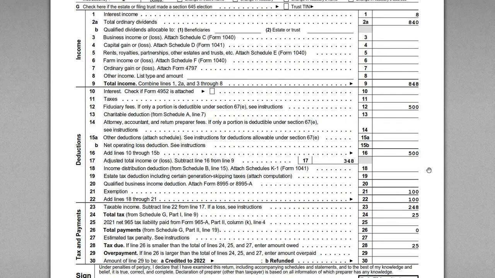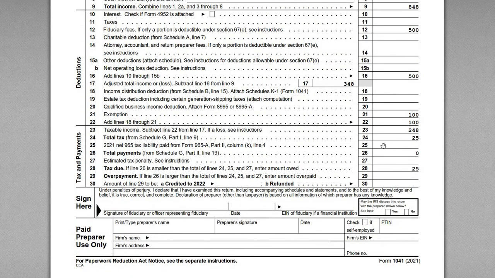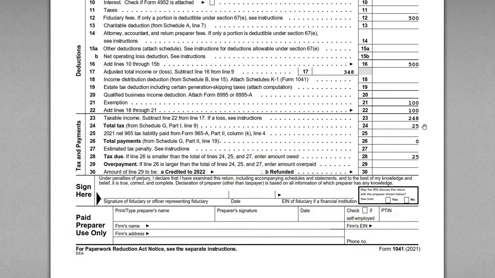So very simply, total income minus the expenses. And then every trust gets a $100 exemption. So that's basically another deduction, kind of a below the line deduction. And so our total taxable income for the trust is $248. And then the tax is roughly 10% on that amount.